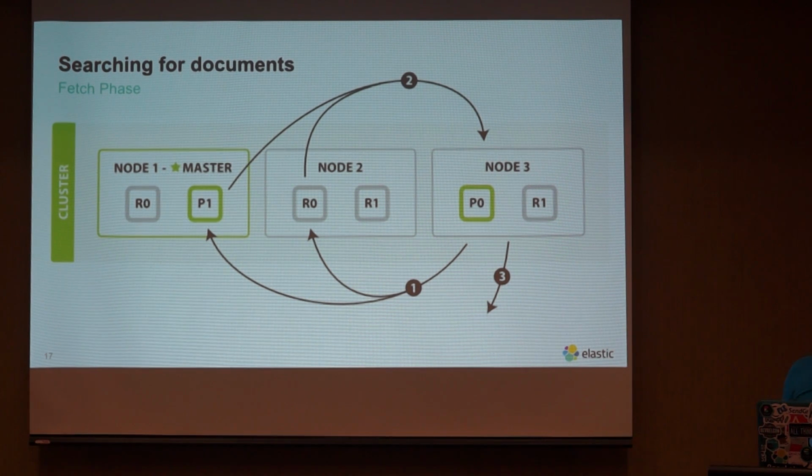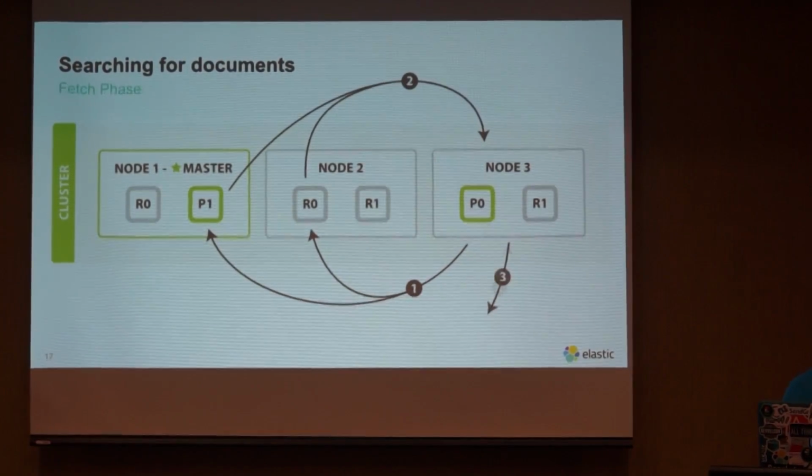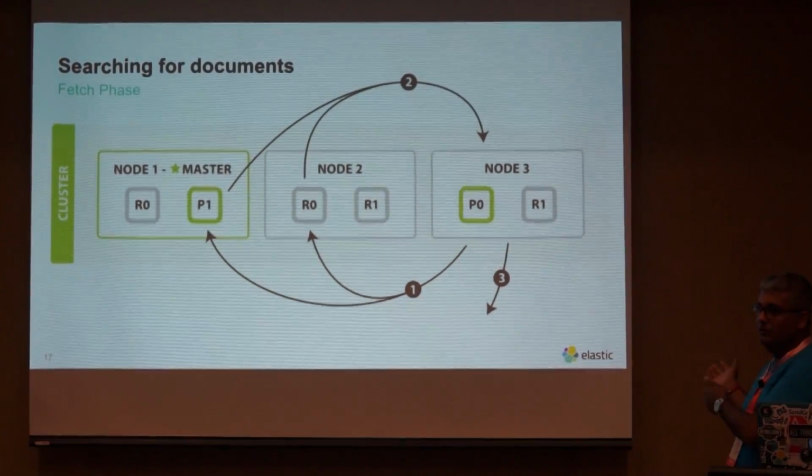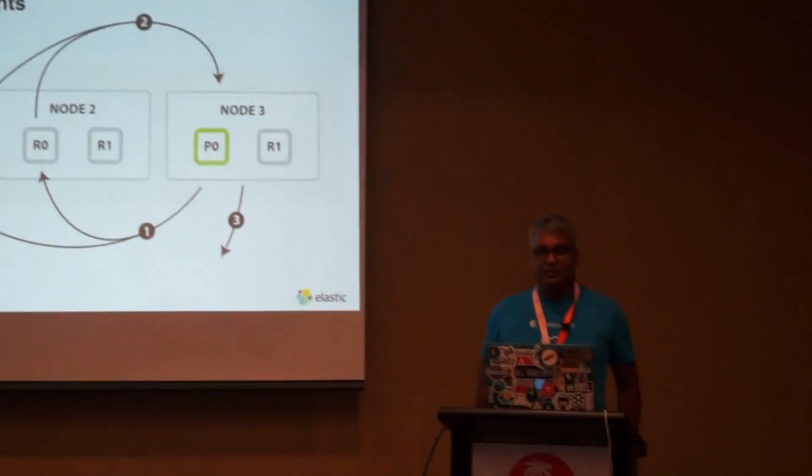So does anyone want to take a guess at why it does this search in these two phases, this query phase and a fetch phase separately? Why it doesn't just go get the entire documents at once and return them? Any guesses? Or maybe you just know?